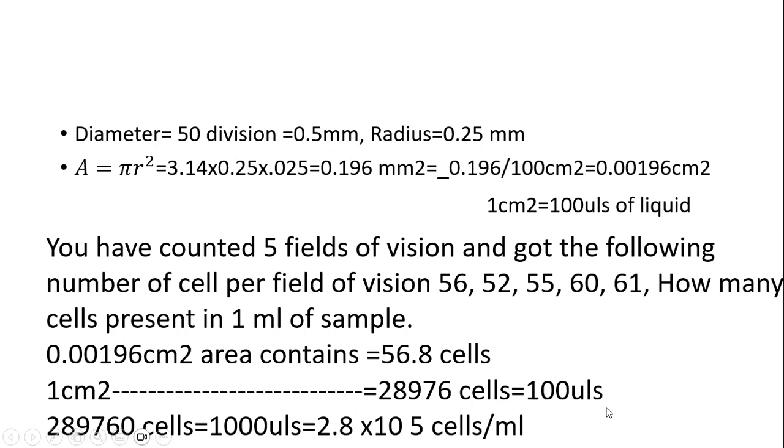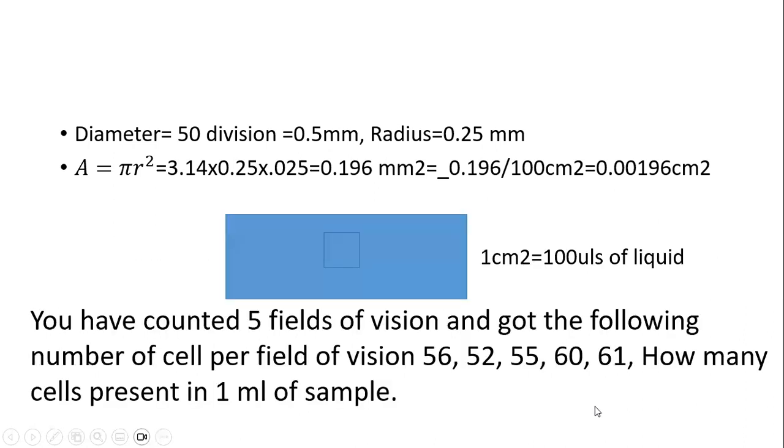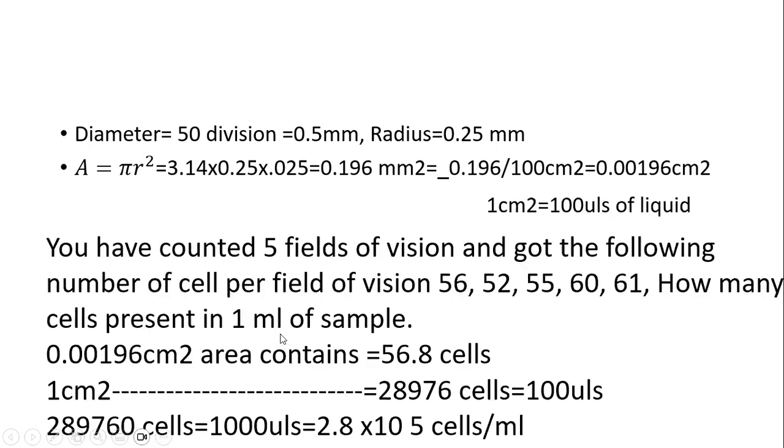Since we are loading 100 microliters, if I go to the previous slide, we are loading 100 microliter of sample in this area. Okay, so we have reached our conclusion that 28976 cells in 1000 microliters. So the question is how many are present per ml? So you have to just multiply it by 10. So that will give 2.8 into 10 to the power 5 cells per ml.